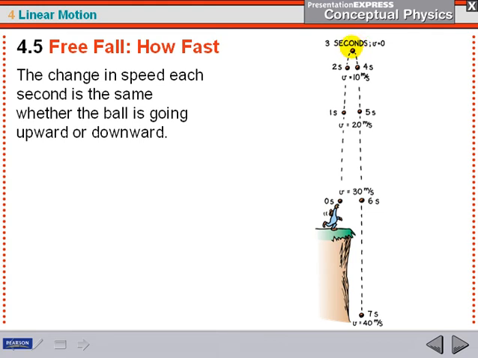Now, on the trip down, it's just like dropping it. In the first second, it gains 10 meters per second. In the second second, it gains 10 meters per second for a total of 20. In the third second, it gains 10 meters per second, and now you notice it's at the same height as it was released, and it's at the same speed as it was released. And in this last second, it gains another 10 meters per second for a speed of 40 meters per second. You can see it went over a cliff, so it was able to continue on its trip and gain even more speed.